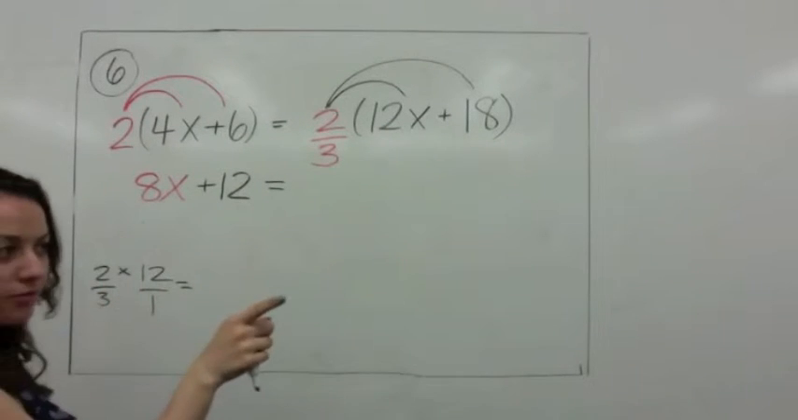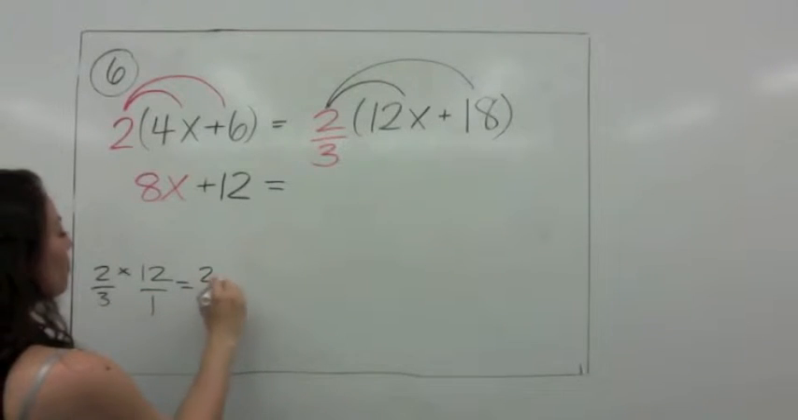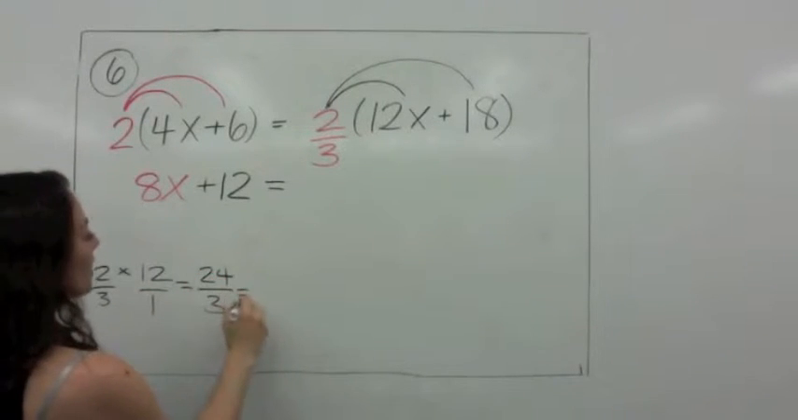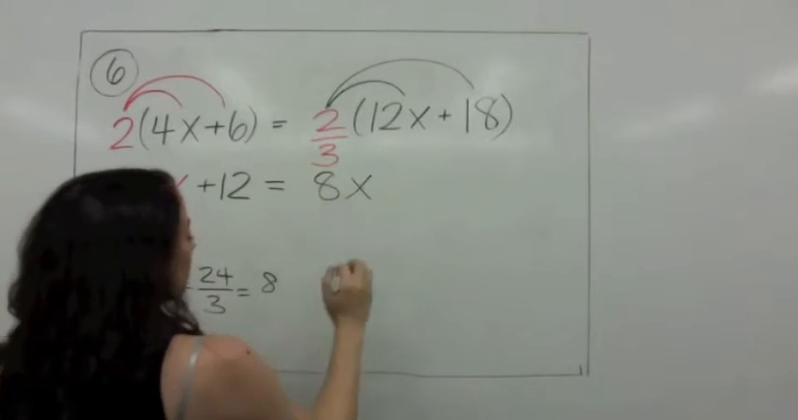2 times 12, which is 24, divided by 3, which is 8. But if you didn't get that, let's do it the long way. 24 divided by 3 is 8. See what I just did? I hope so. 8x. All right?